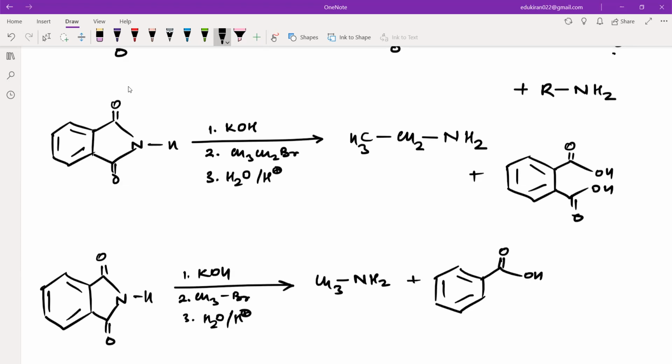OH double bond O, OH double bond O. Okay. So understood, all of you understood now how we have to make this? Yes or no? Yes. Okay.